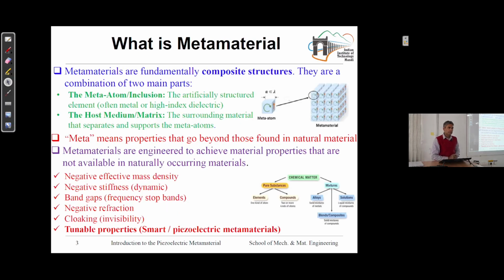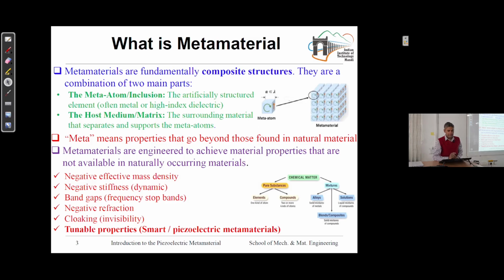So, basically metamaterial is a composite structure only. As we know, in the composite structure we have two main parts. One is reinforcement and the second is matrix. In case of metamaterial, this reinforcement is equivalent to the meta-atoms, or we can say inclusion, or sometimes unit cell.